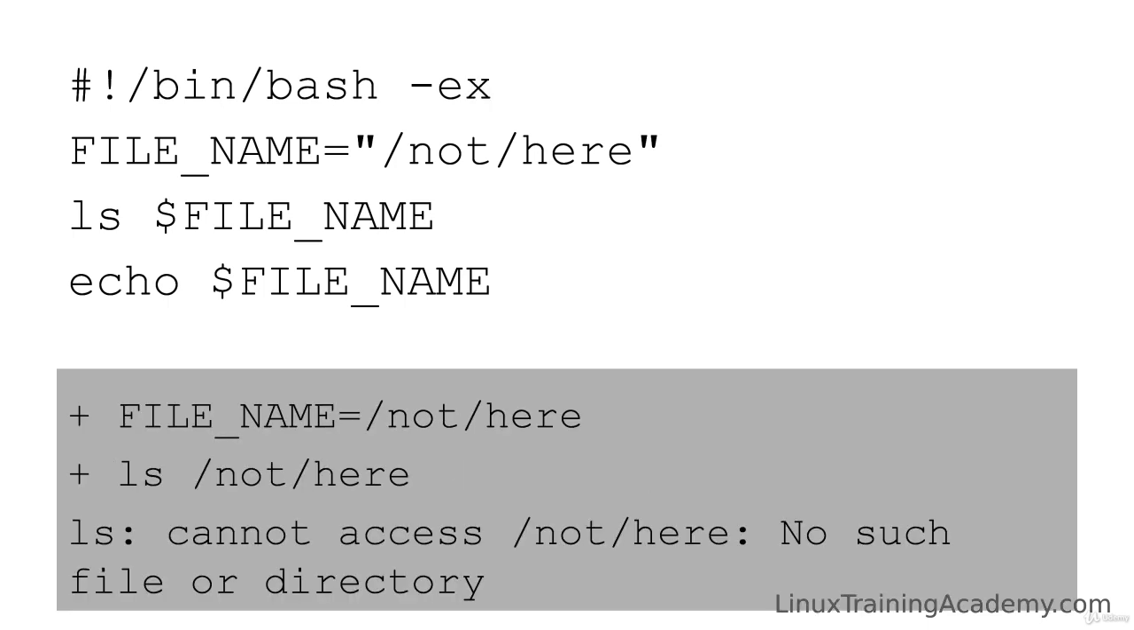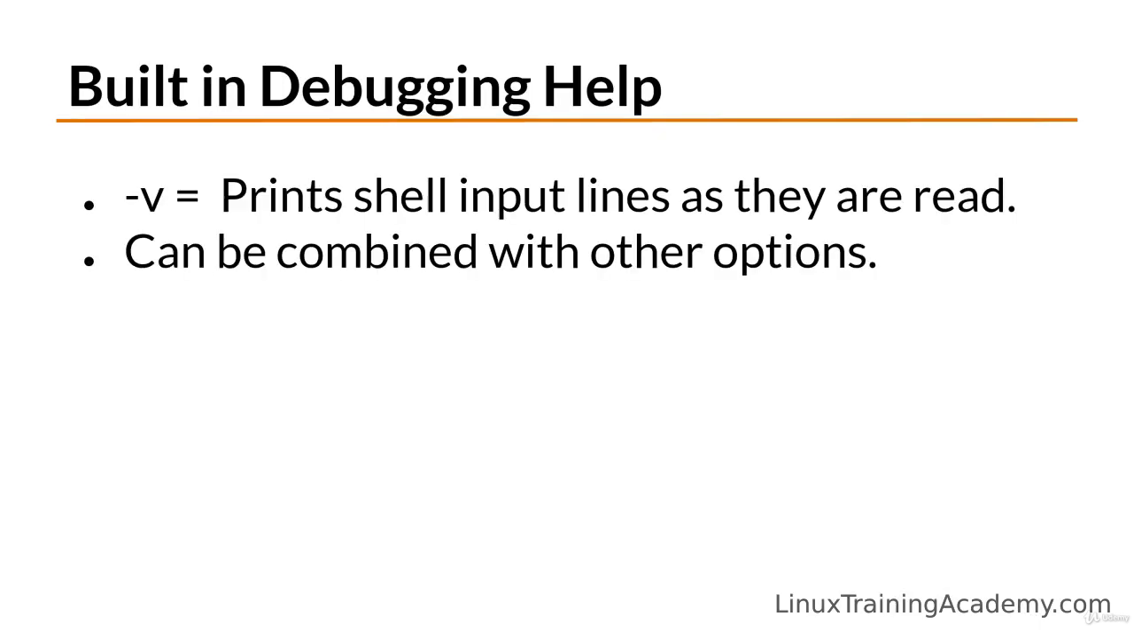This time we'll use both the e and x options. The x option causes the commands to be displayed on the screen. First, it displays the creation of the file_name variable. Next, it displays the ls command. You can clearly see what ls is doing in this example. It's trying to display information about a file named /not/here. Of course, this causes an error and the script stops because of the -e option.